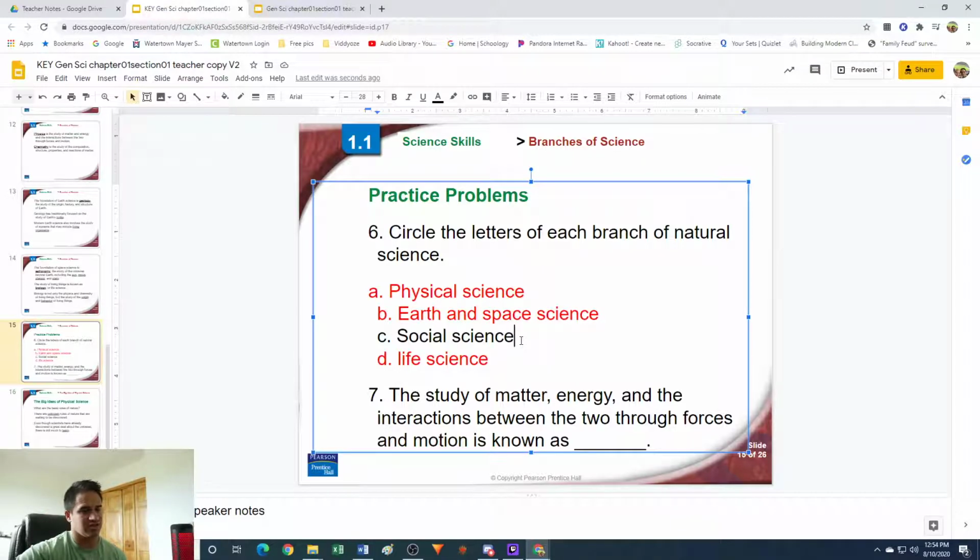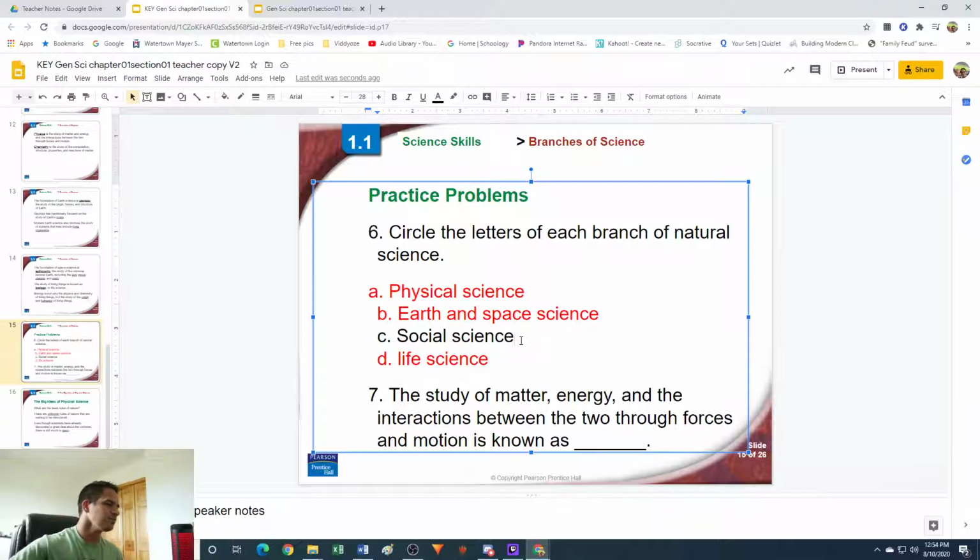Social sciences are things like economics, and I don't know if economics falls under social science, but social sciences are usually sciences that study large populations and stuff like that. So they're still sort of scientific, but they're not part of the natural sciences where you're studying the natural world.